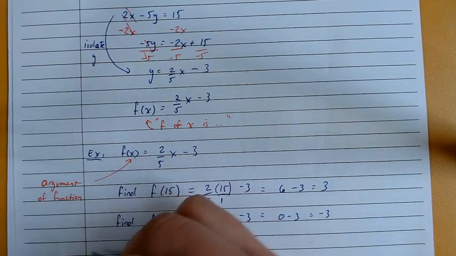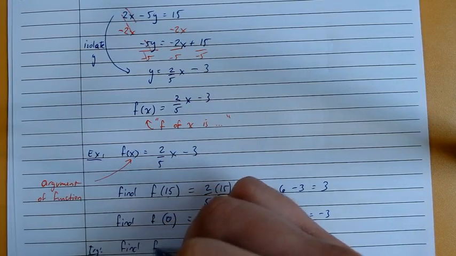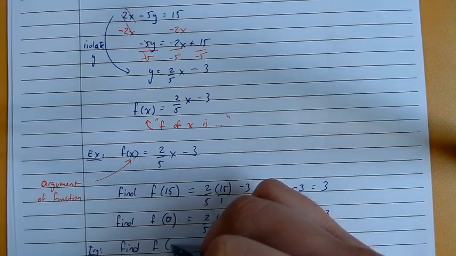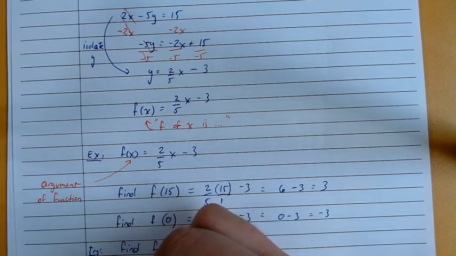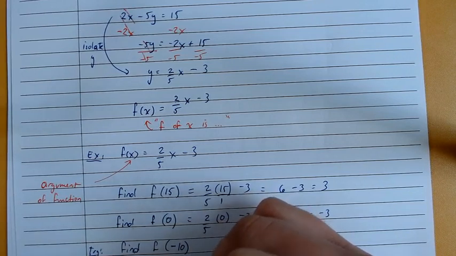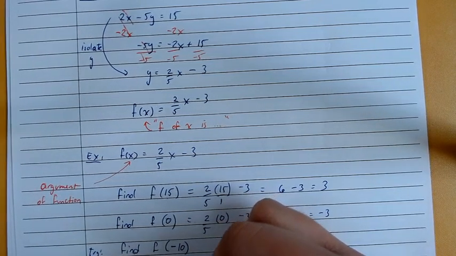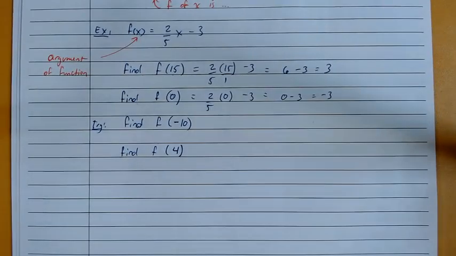I'll go ahead and give this a try. Go ahead and find f of, let's say, negative 10. And go ahead and find f of positive 4. Take a moment, pause the video, and go through those. Once you have a result, go ahead and unpause and we'll confirm that together.